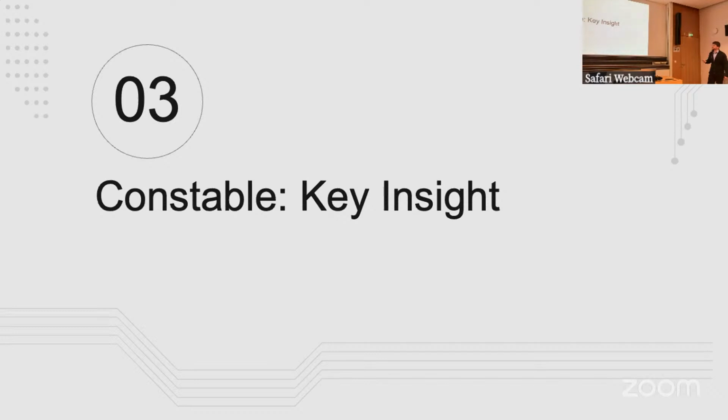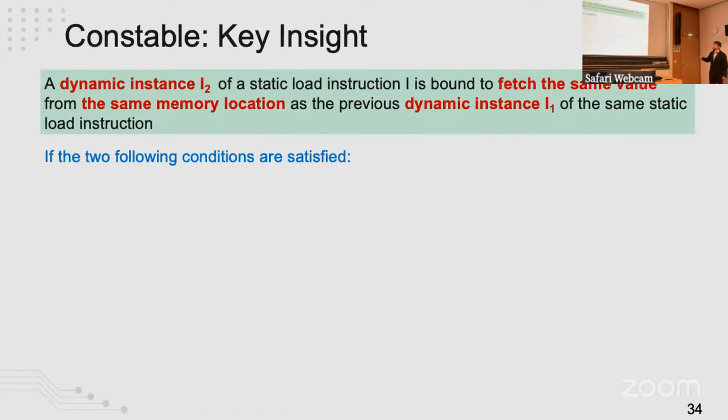requirements. Moving on to the Constable key insight, the whole Constable idea can be distilled into this sentence: a dynamic instance I2 of a static load instruction I is bound to fetch the same value from the same memory location as the previous dynamic instance I1 of the same static load instruction.